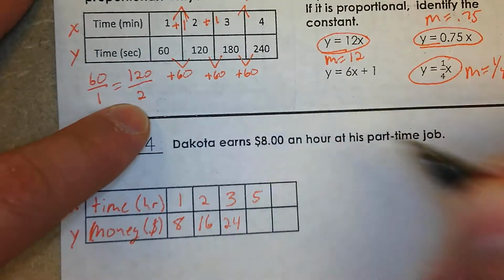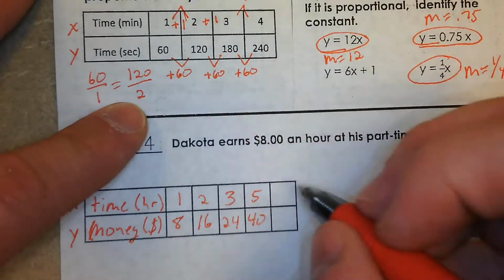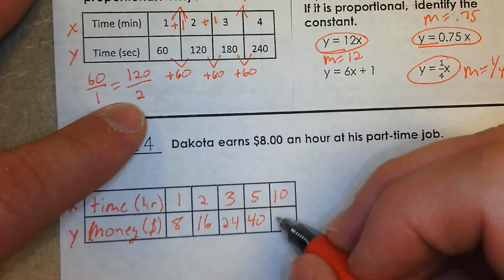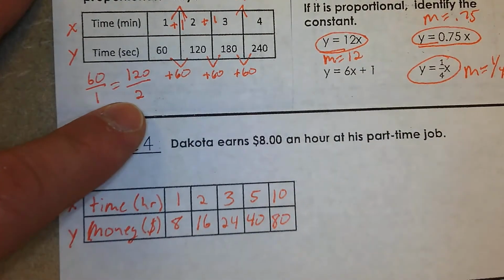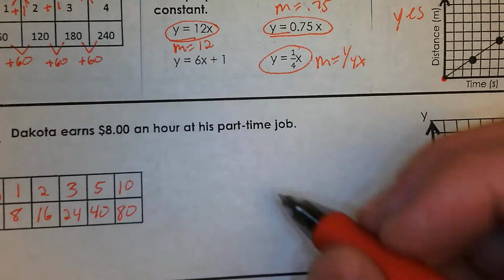Then at 5 hours, 5 times 8 would be 40. At 10 hours, 10 times 8 would be 80. Right? And then we can graph that over here. We can now create an equation for this.